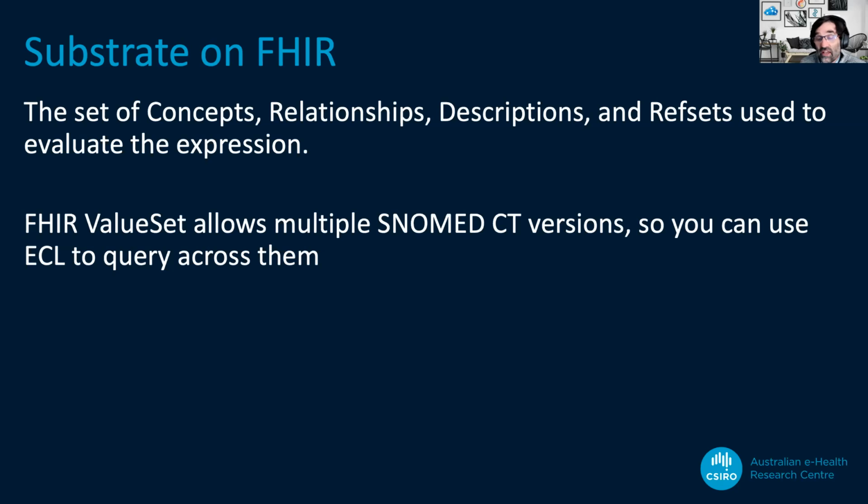2 different versions of the same edition to see what matches now that didn't match before, or across 2 different editions. So you can see, well, what are the things that match this expression in the Australian release that are additional to the things that match in the international release. So I'd like to do sort of a focused understanding of what the changes are, without having to worry about module IDs and so on.